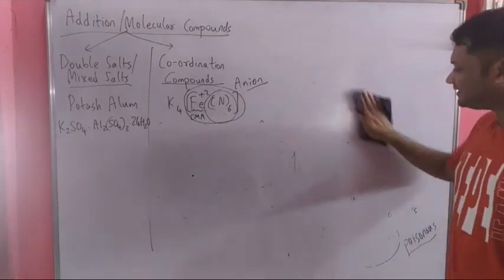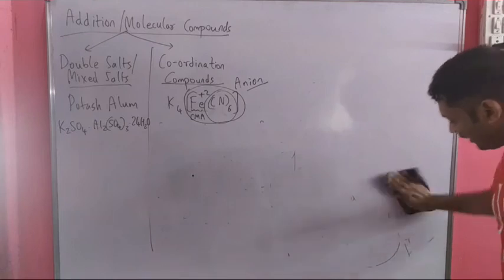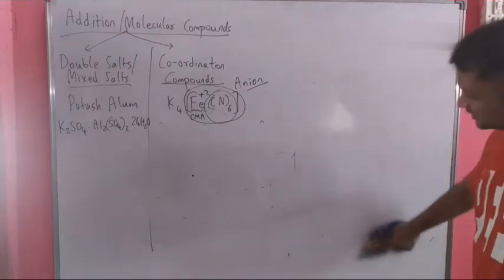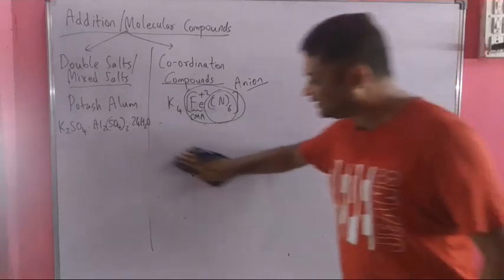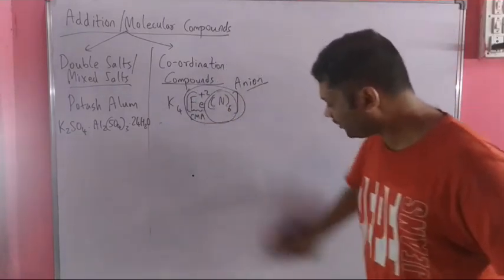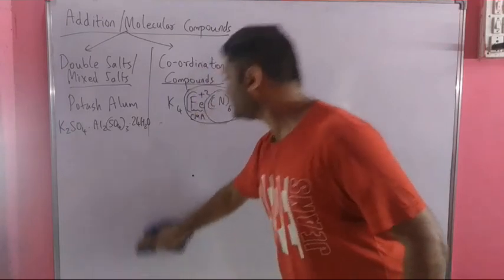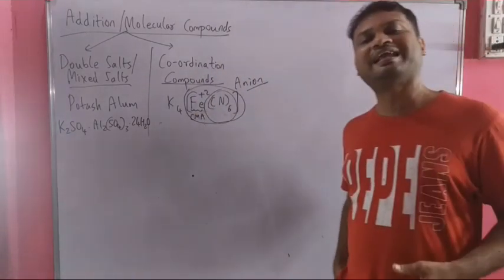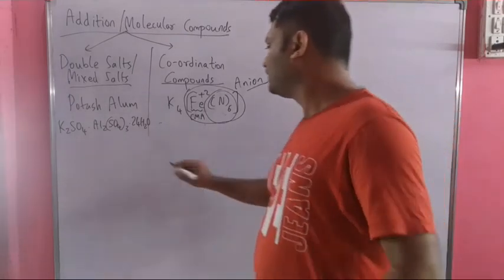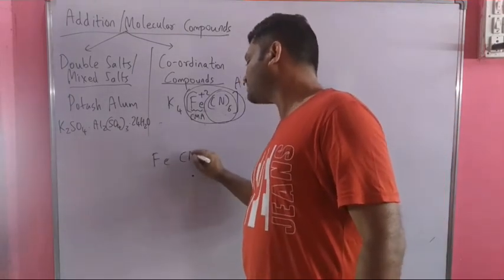As I told you, the bond in which one of the atoms shares both its electrons, or one electron pair or more than one electron pair, that will be classified as a coordination compound. So let us take the example of this Fe(CN)6 4-. Why do we classify it as a coordination compound?